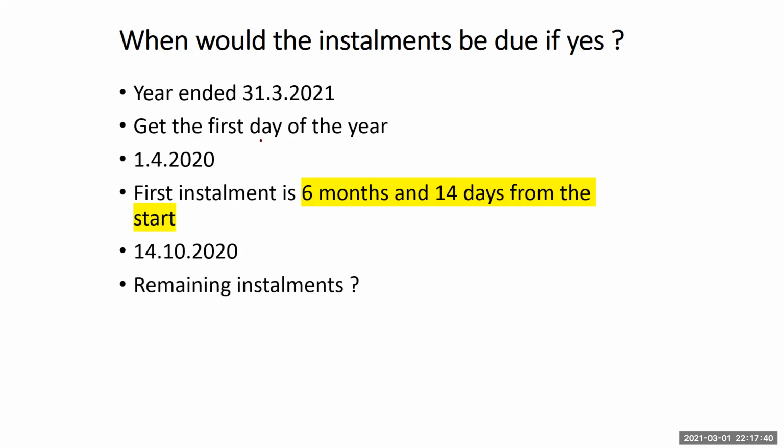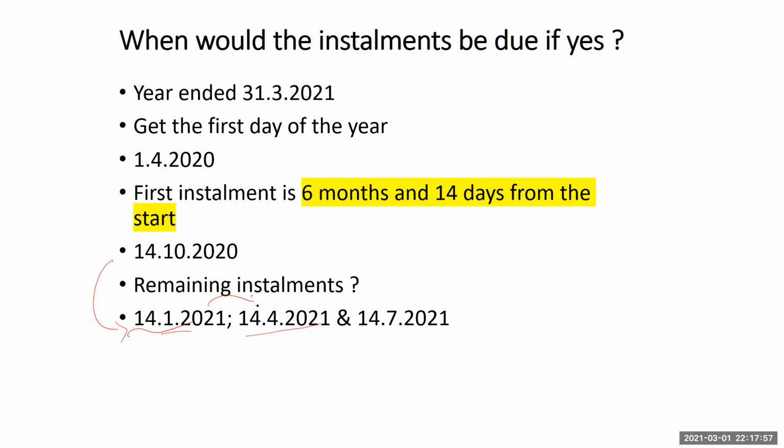Now, the remaining installments, when do we pay them? If we have to pay by installments, the remaining installments will be spread out, and the next one will be 14th January 2021. Check the duration between this and this. Then 14th April 2021, check the duration between them. And then 14th July 2021. Find the period lapse between them.